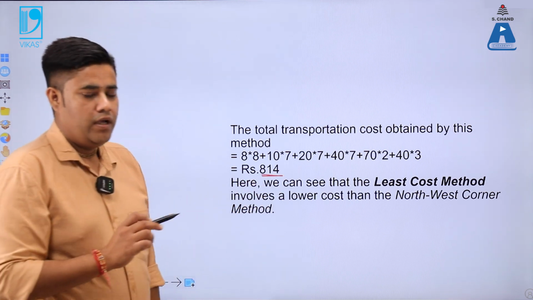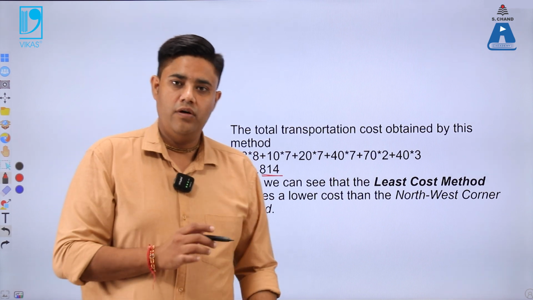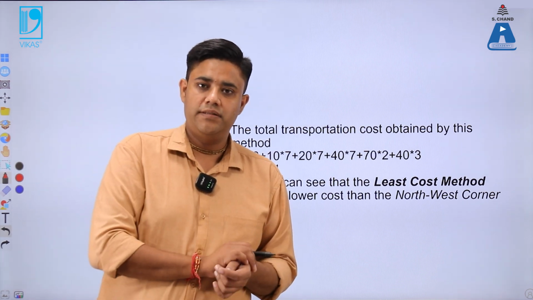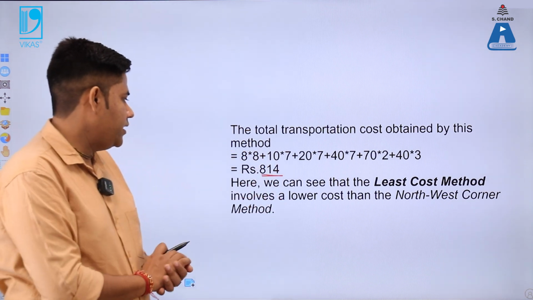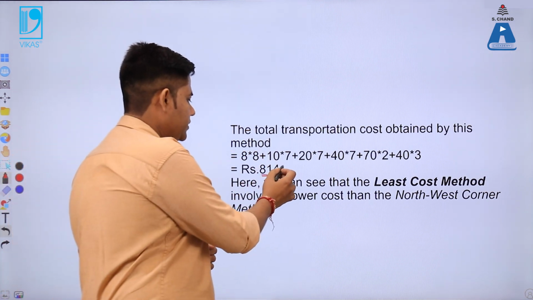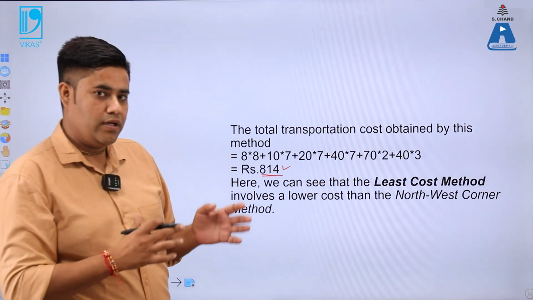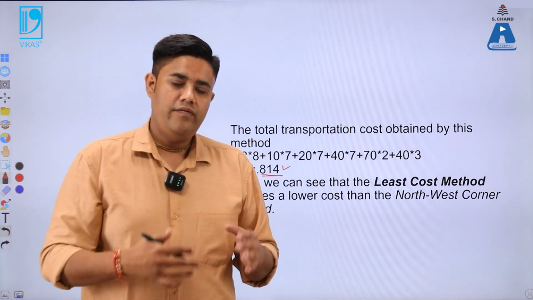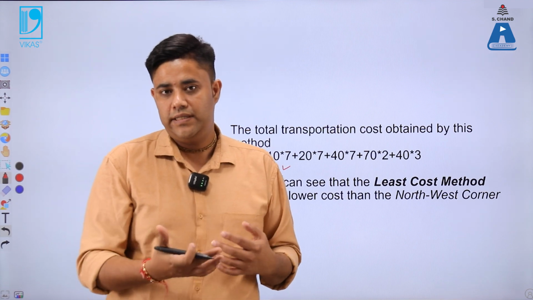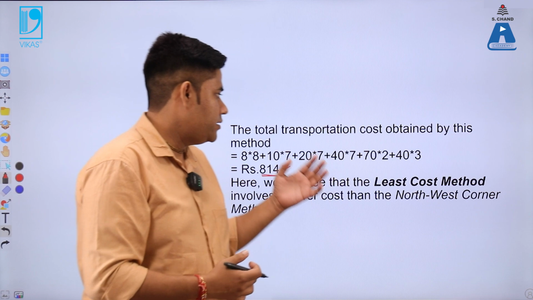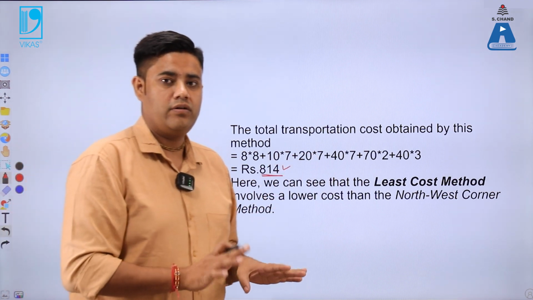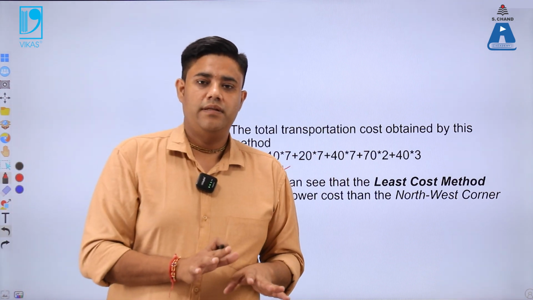And if you remember, from the northwest corner rule, we got the cost of transportation as 1015. And here, by using this least cost method, we got the cost value as 814. That means the cost is drastically reduced if we transport from that supply center to another destination by using this least cost method. But here also we are not confident that this is the minimum cost.